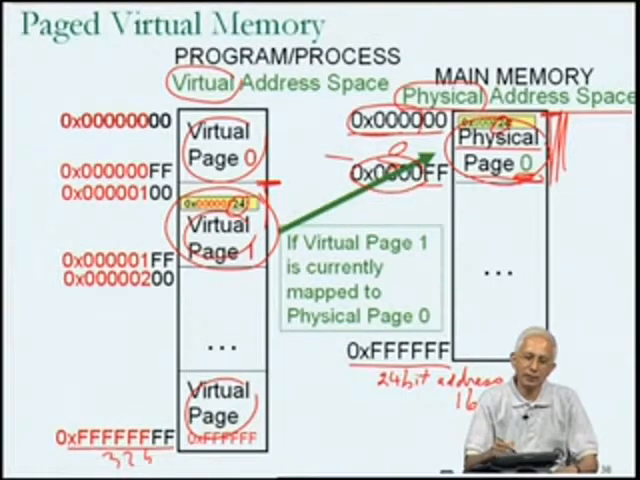Therefore, the address translation table tells me where in main memory this particular page is going to be, the fact that virtual page 1 is mapped to physical page 0, and that 24, in other words the byte address within that virtual page, tells me specifically which byte in main memory this virtual address corresponds to. And that's the complete picture as far as address translation is concerned.